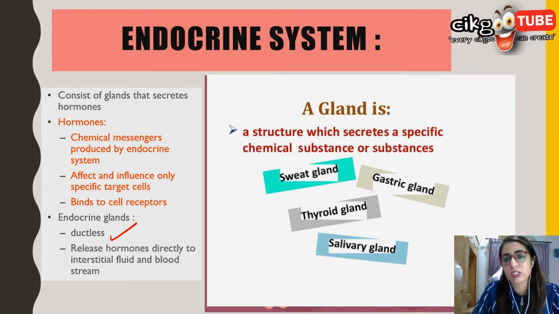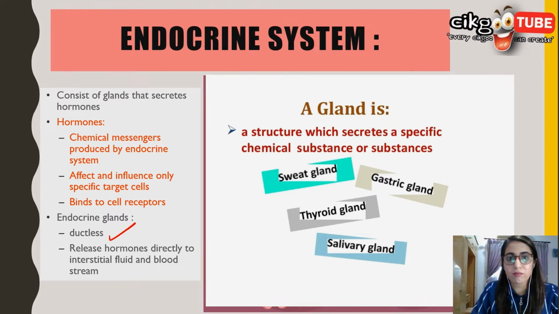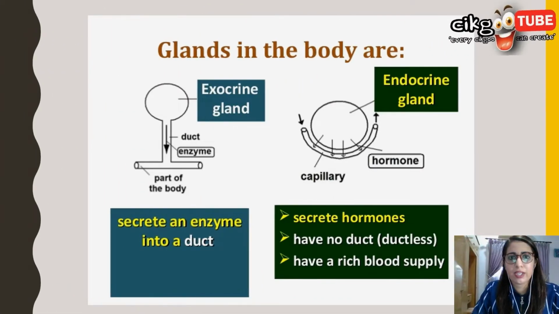A gland is a structure which secretes specific chemical substances. Examples are the sweat gland, gastric gland, thyroid gland, and salivary gland. We have two types of gland. The exocrine gland secretes an enzyme into a duct, while the endocrine gland secretes hormones. Endocrine glands have no duct, they are ductless, and they have a rich blood supply. So we have exocrine and endocrine glands.